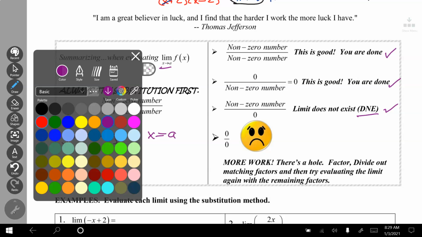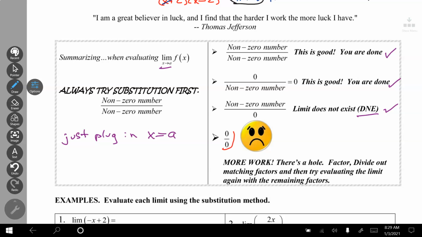But if I ever get 0 over 0, I gotta tell myself I'm sad. I make a frowny face. You might get that, and then there's more work to do, such as factoring. Because technically, 0 over 0 is a hole in the graph. Okay? Remember, when we talked about holes on the previous day, an open circle does not change a limit. It's just a missing value.